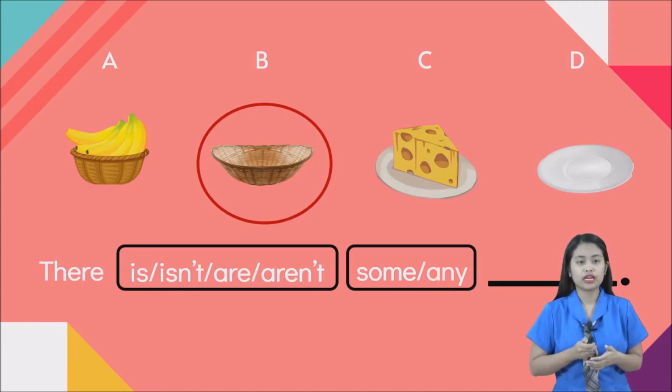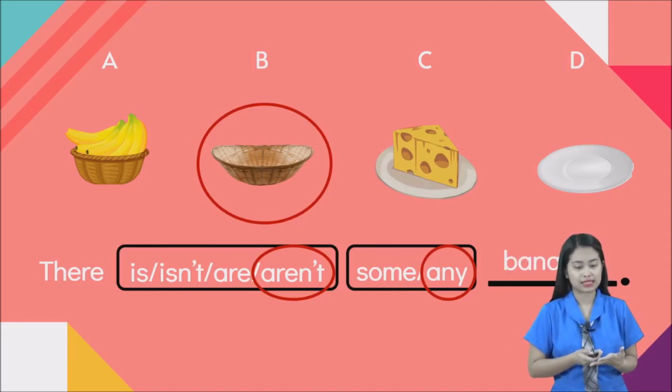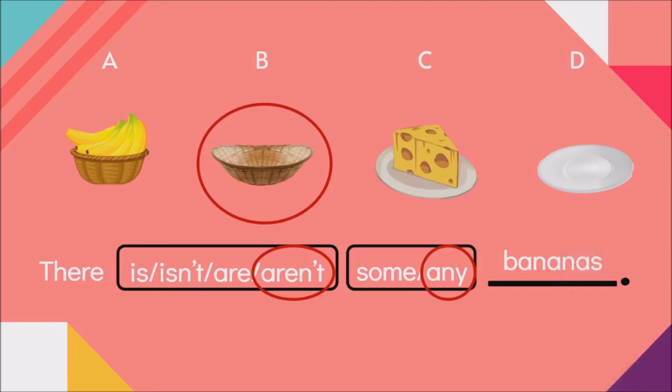Now we can answer. So there is, isn't, are, or aren't. Is there anything in the basket? Nothing, right? So we are going to use aren't. And next is any because there isn't anything there. And next one we have the bananas. Again, there aren't any bananas. That is for number 1.